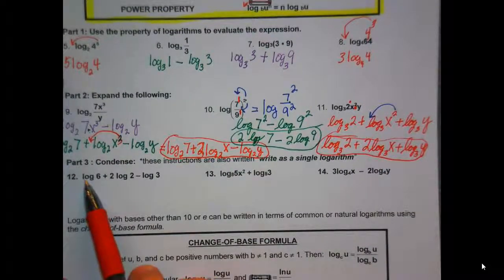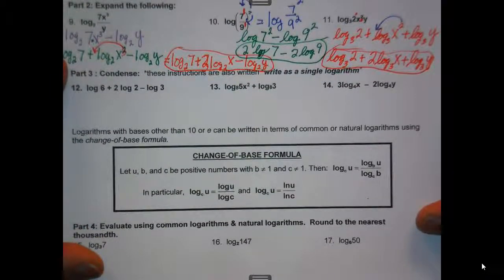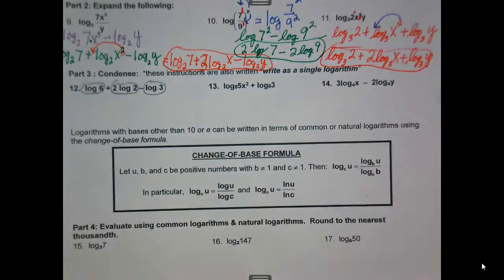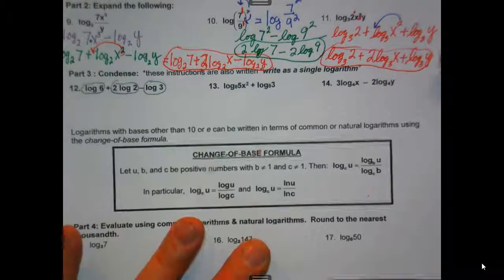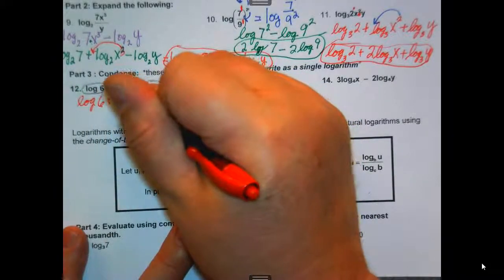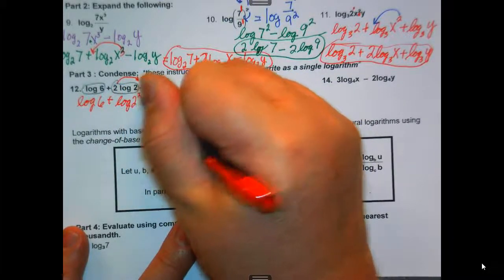All right, I have common log 6 plus 2 common log 2 minus common log 3. What do you want to do first here? All right, look at the 3 terms. Log 6, 2 log 2, minus log 3. Can I condense any one of them pretty easy? Yeah, the middle one, right? So I have log 6 plus, I'm going to bring the 2 to the power 2, right? So I have log 2 squared minus log 3.